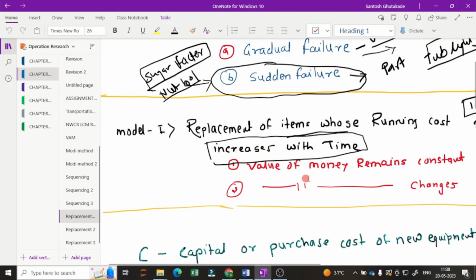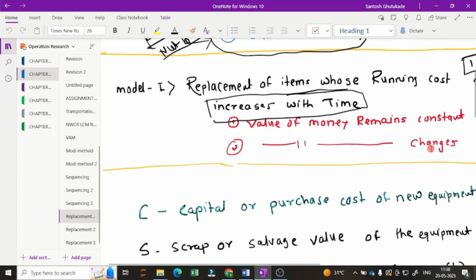We have seen the case where the time value of money remains constant while maintenance cost increases with time. This type of problem we have seen in the two lectures. Today we will see the time value of money changes.